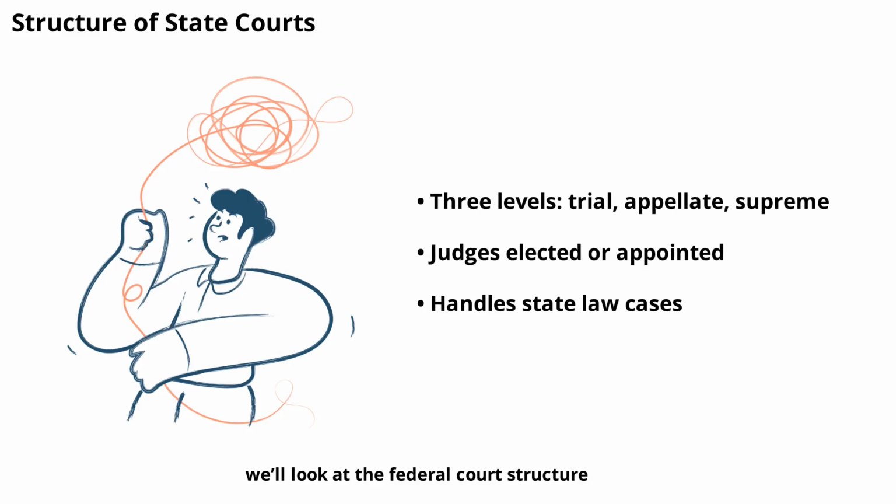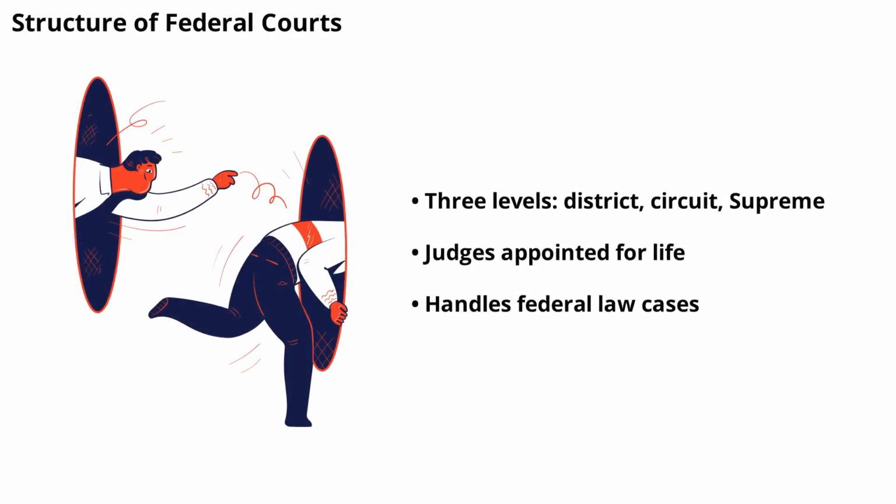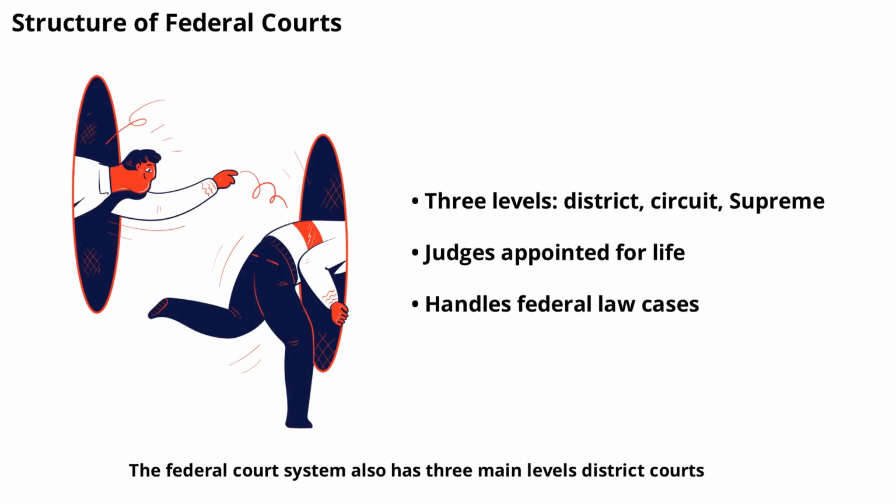Next, we'll look at the federal court structure. The federal court system also has 3 main levels: district courts, circuit courts of appeals, and the U.S. Supreme Court. District courts are the starting point for most federal cases. Appeals go to the circuit courts, and the Supreme Court is the final authority on federal law. Federal judges are appointed by the president and confirmed by the Senate, serving lifetime terms. This system ensures consistency in interpreting federal law across the country.